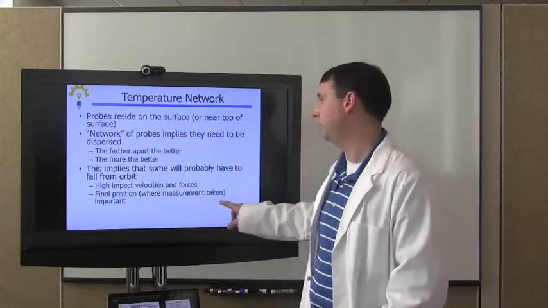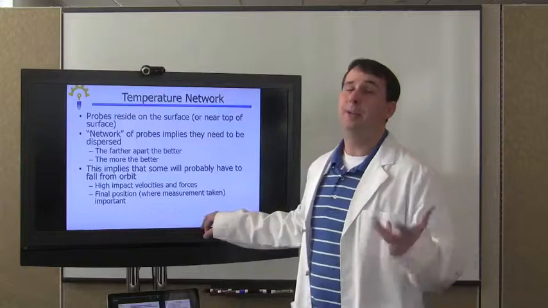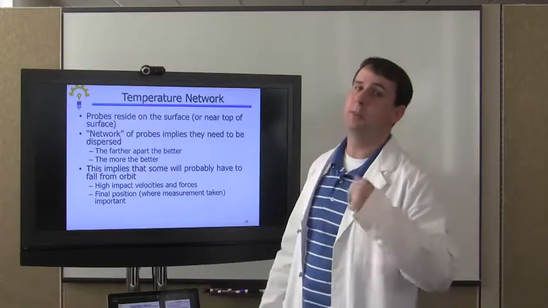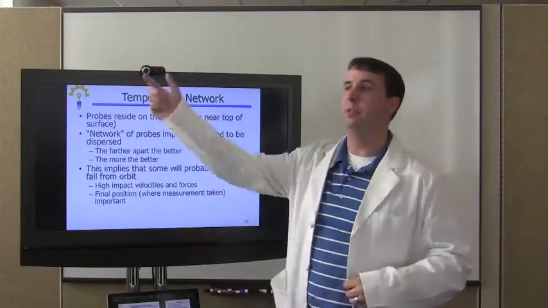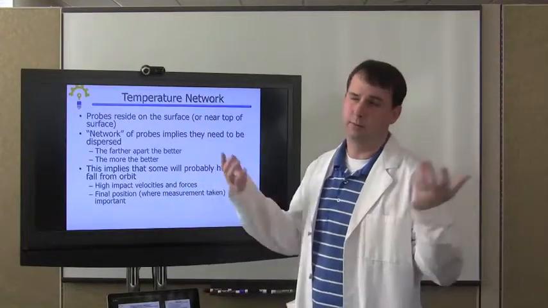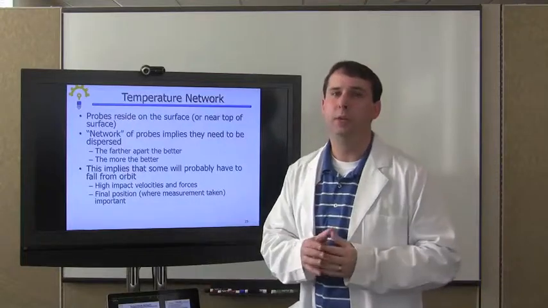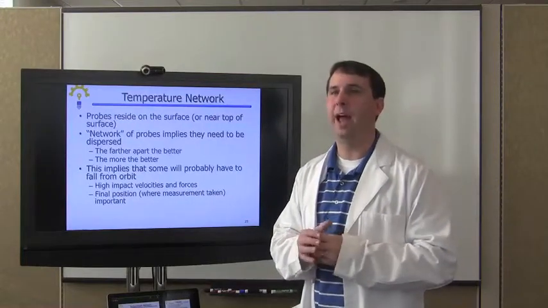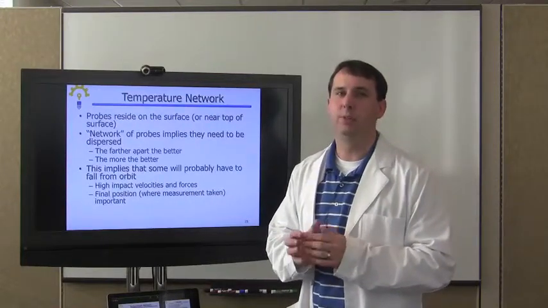Final position where the measurements are taken are important. But if you're going to drop from orbit, there's more uncertainty with that position. I mean, you could bounce a kilometer or two down range. It's not that big compared to a planet, but you want to determine how accurate your position measurements are going to be.